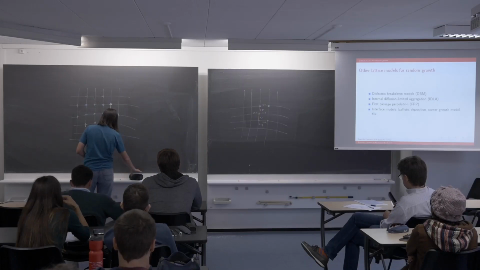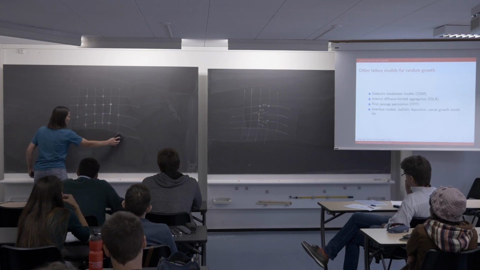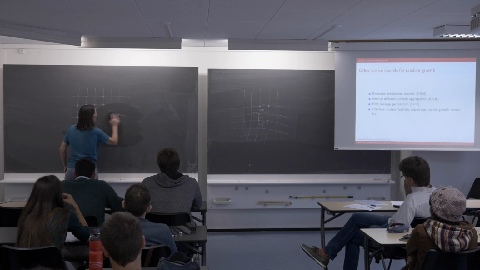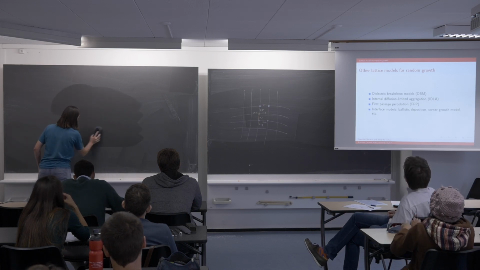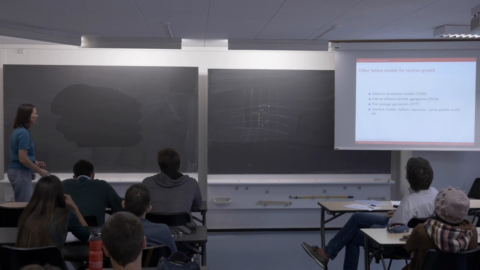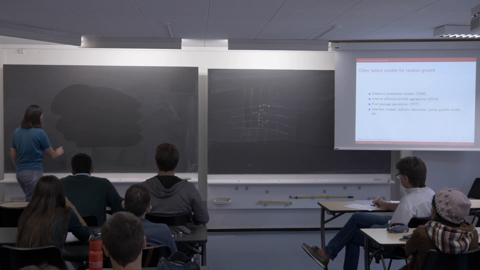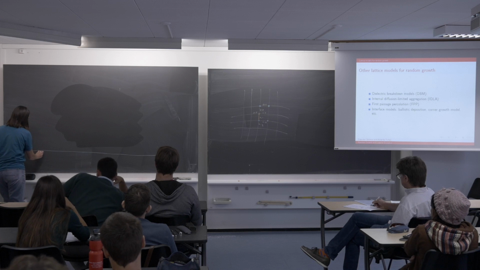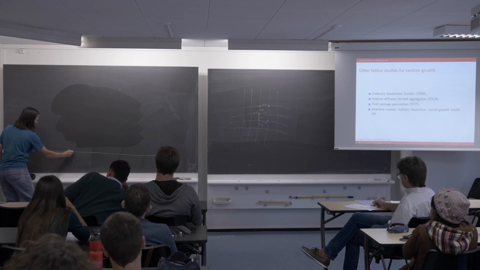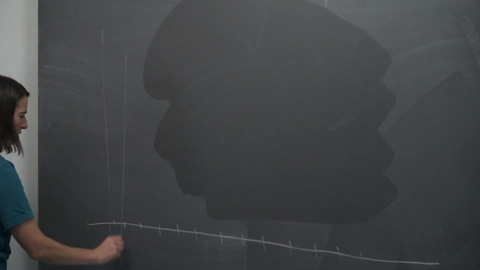Okay, and I just want to give one final mention of something called interface models. So again, these are a little bit different. These are growth models that happen in the half plane. So instead of starting with a point at the origin, we start with the half plane, and any of these points are good for growth. So let's just draw in our lattice.